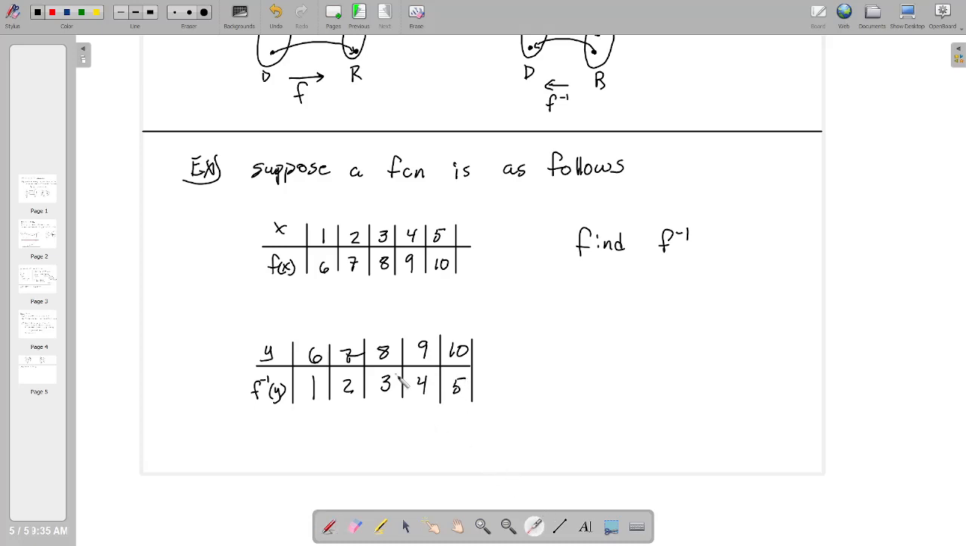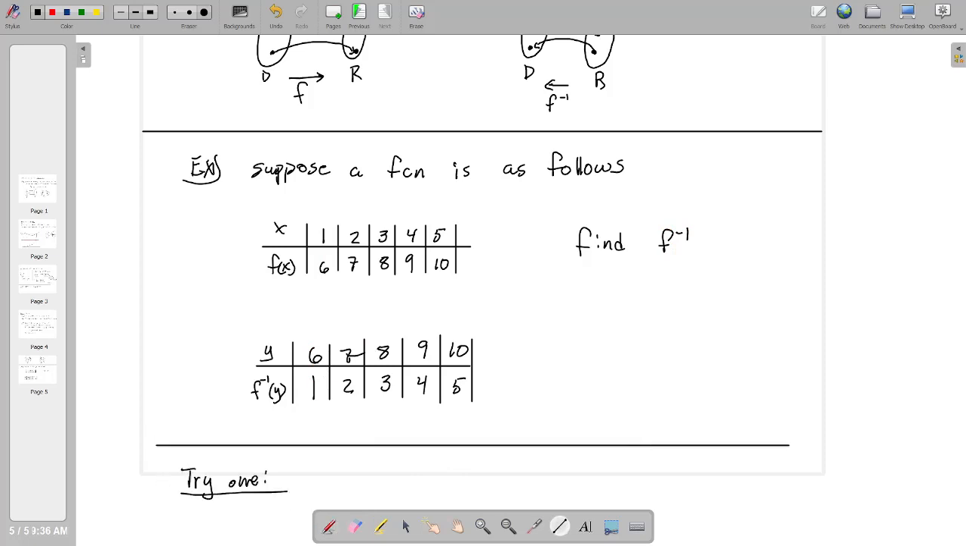This is a very basic example, but it's meant to show you that the range values are the domain of f inverse, and the corresponding range values are the domain values to which our range values were assigned. So 6 was assigned to 1, which means 1 is now assigned to 6 by f inverse.